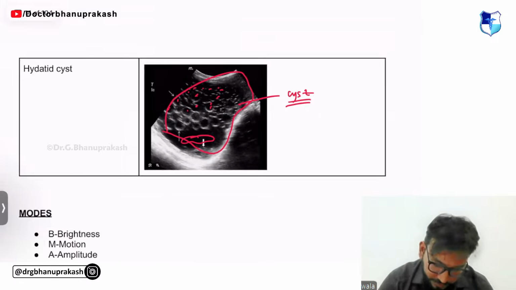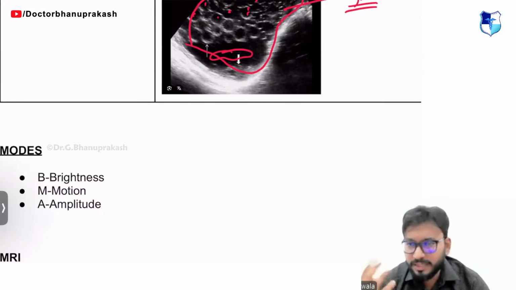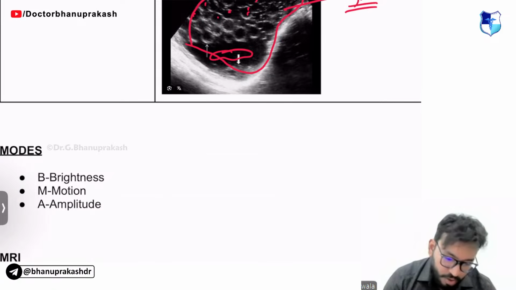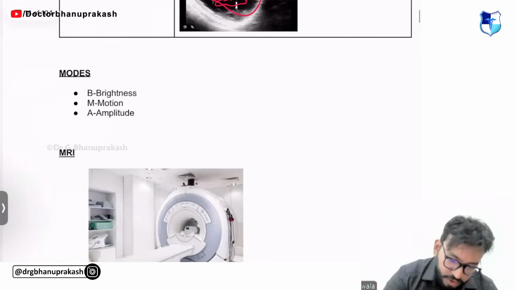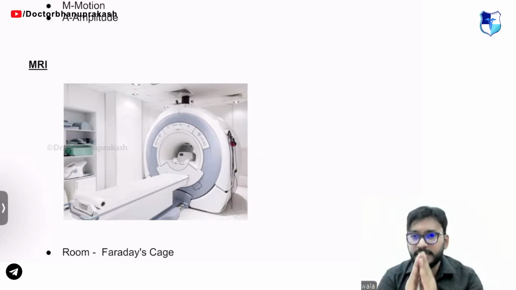Okay, right. So, modes on an ultrasound. This is just for your knowledge. You need to know the 3 modes: brightness, motion, and amplitude mode. We do not go much into that. Let's talk about the basics of MRI, guys. We can solve a lot of questions only from the basics. Just get the basics right.